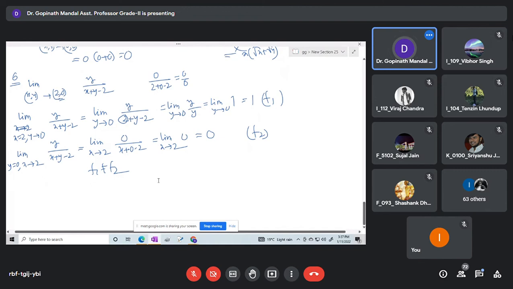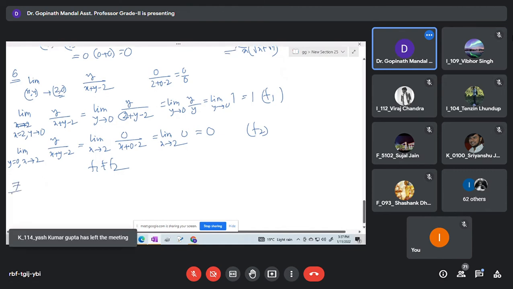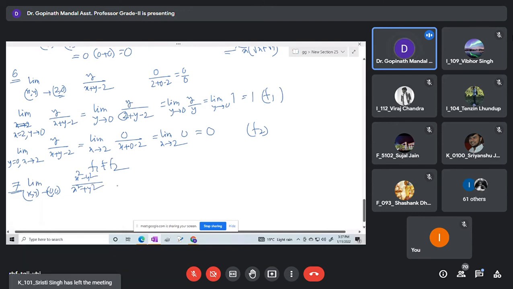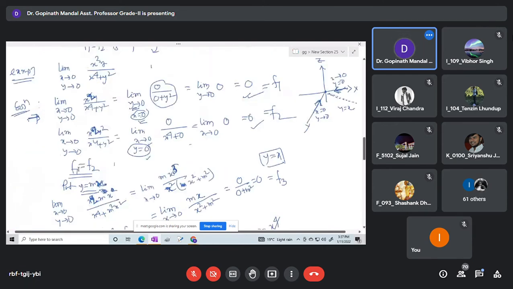Number 7, limit as (x, y) tends to (0, 0) of (x square minus y square) by (x square plus y square). Already done, na?